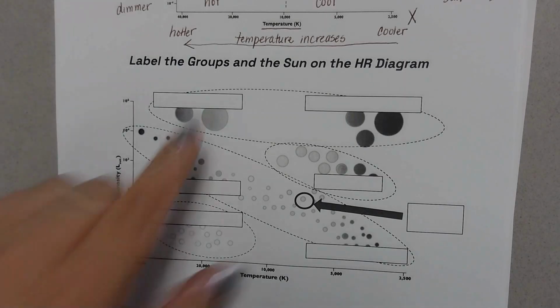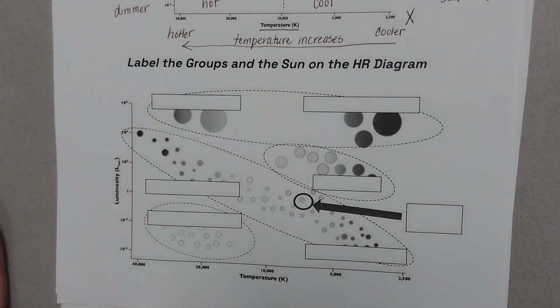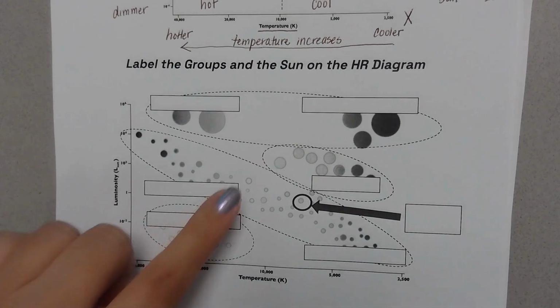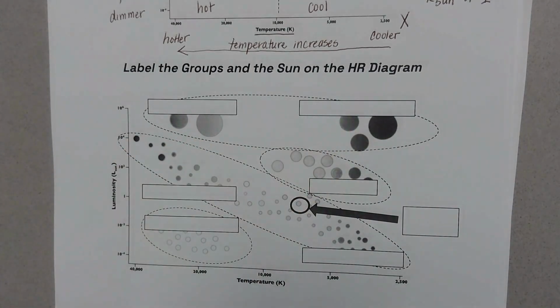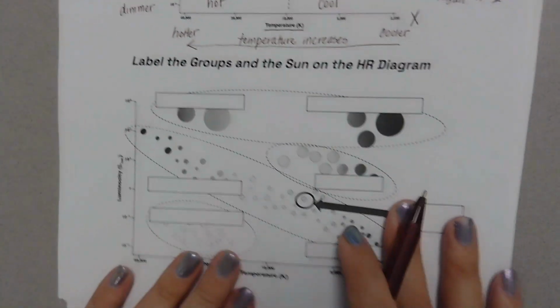So this says label the groups and the sun on the HR diagram. So you'll notice that there are a bunch of circled groups, a bunch of stars of differing sizes and different colors. So the first thing that I'm going to do is what I did up here on the axes, I'm going to repeat it.